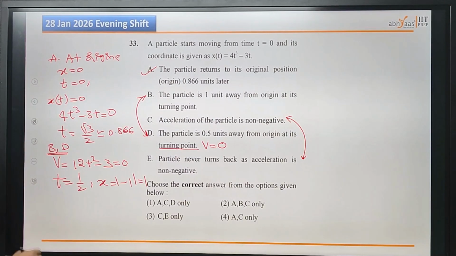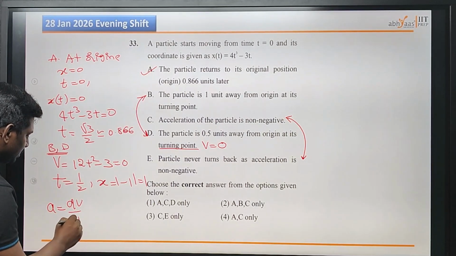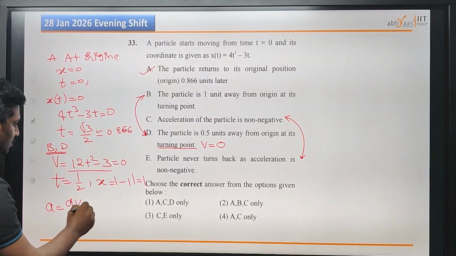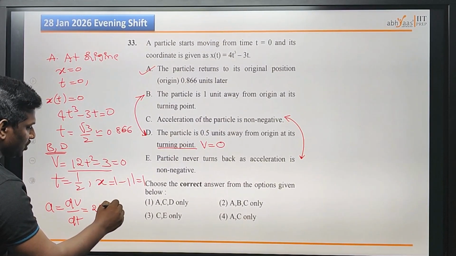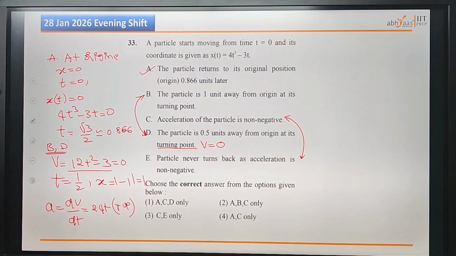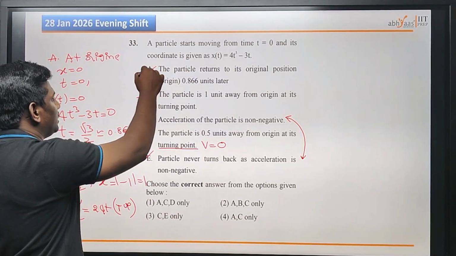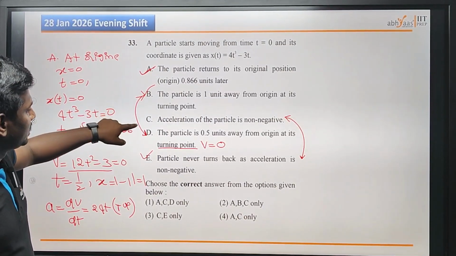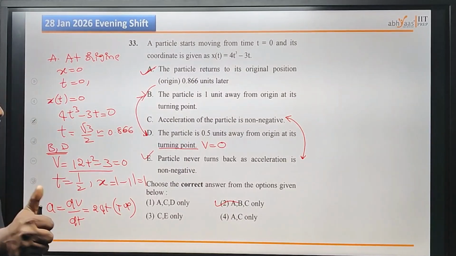So in case of acceleration, it can be written as dv by dt. What is v here? So that is 24t. So this is positive. This is always positive. So option A, B and C. A, B and C are true.